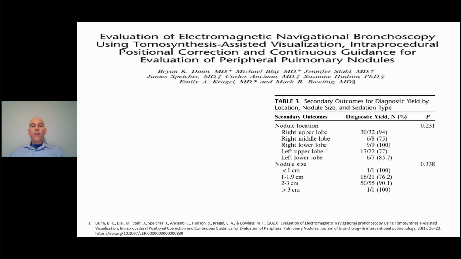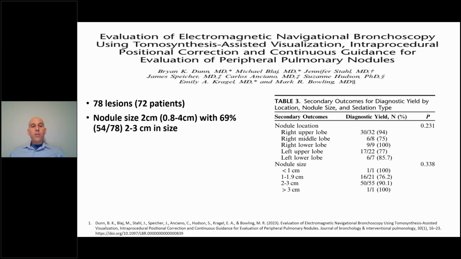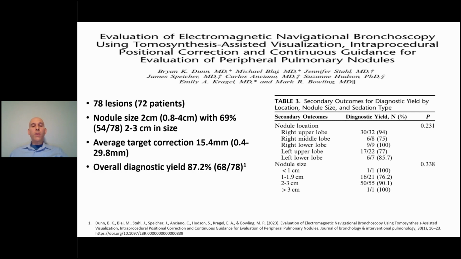So a couple other studies that have come out. The second study looking at ILLUMISITE looked at 78 lesions in 72 patients. Range of nodules with about 69% being in the 2 to 3 centimeter size. Had a similar average target correction, about 15.4 millimeters, and their overall diagnostic yield was about 87%. So, showing some improvement in these first two publications compared to your traditional meta-analyses and registry studies and the NAVIGATE study looking at superDimension.